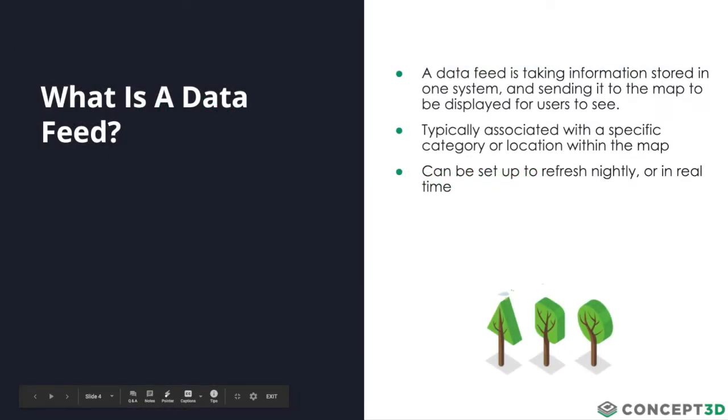So to start off with, let's talk about what is a data feed. A data feed is taking information that's stored in another system or somewhere else, either within your own network or within another one of your provider's networks, and being able to move that into the interactive map and display it for users to be able to see and interact with. Typically, these feeds are associated with one specific thing on campus, whether that is bus routes or event calendars, as we'll get into in just a little bit. It may be associated to a specific location, providing details about that location, or to a specific category.